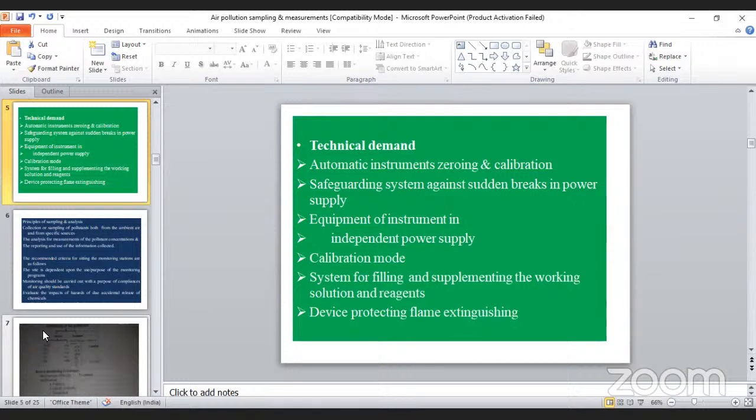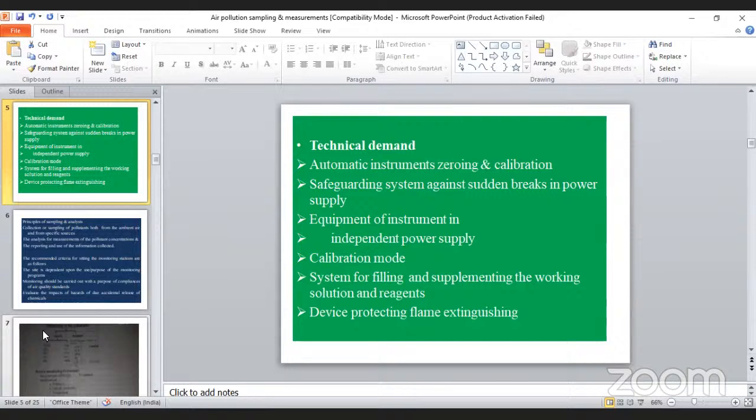And a safeguarding system against sudden breaks in power supply. If I want to run the sampler for 1 week, 24 hours, but in between the power goes, what is the use of that study? If the power has gone today because of rain, and next day also it does not come back, then what is the use? In such a situation, there must be a supportive system to provide power: equipment or instruments with independent power supply, and the calibration model, and a system for filling and supplementing the working solution and reagent.